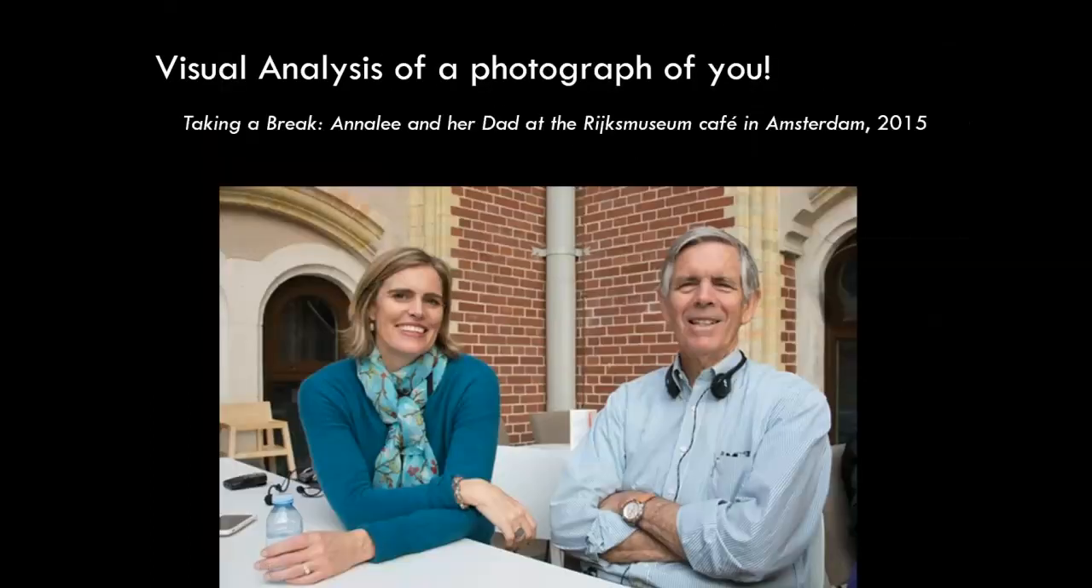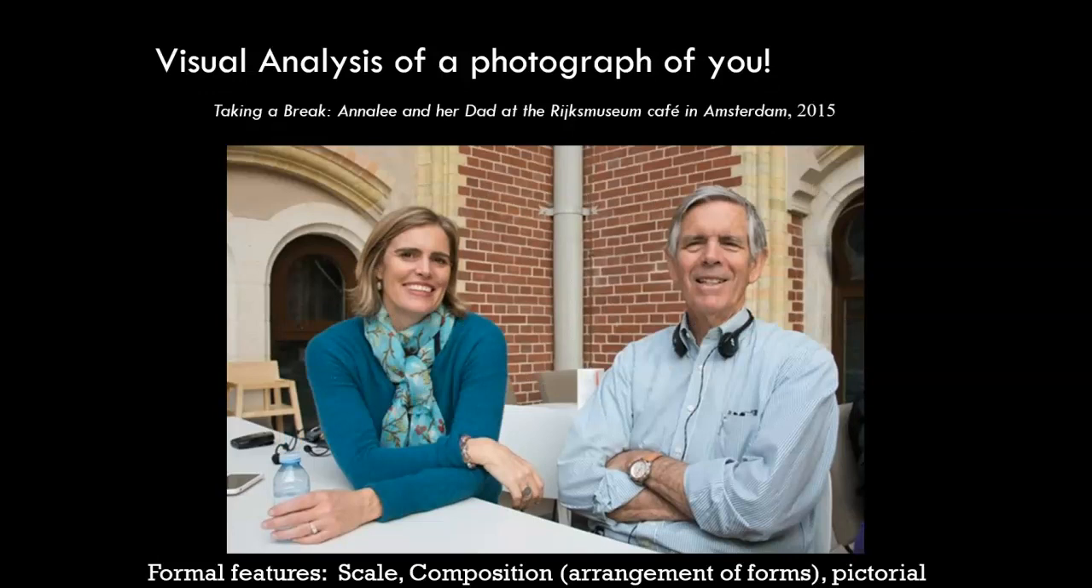Okay, so now we have a discussion assignment coming up to create a visual analysis of a photograph of yourself. And you can choose a photo of you by yourself, with friends, with someone else that you know. And I have gone ahead and done this, and you will see I have included a picture of myself and my dad. I have entitled the work, Taking a Break, Annalie and Her Dad at the Rijksmuseum Cafe in Amsterdam, done in 2015. Okay, so now here we go. We're going to go through the process.